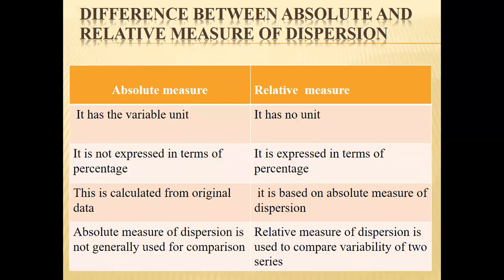Here we can discuss the difference between absolute and relative measures of dispersion. The absolute measure has a variable unit. A relative measure has no unit, and it is expressed in terms of percentage. This is calculated from original data, and it is based on the absolute measure of dispersion. The absolute measure of dispersion is not generally used for comparison. The relative measure of dispersion is used to compare the variability of two series.